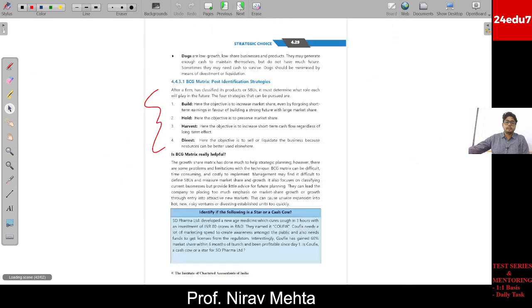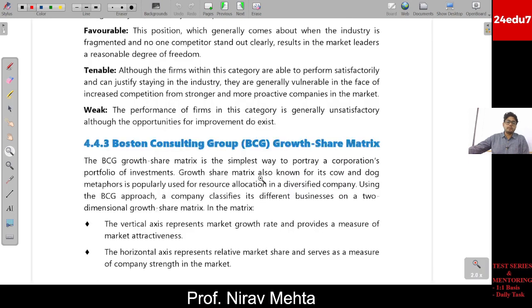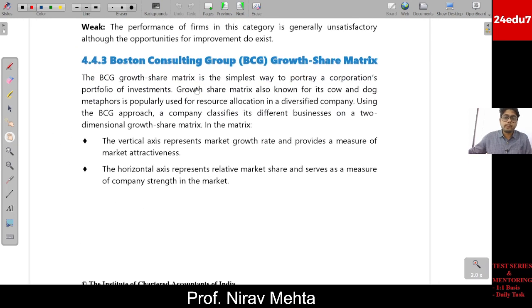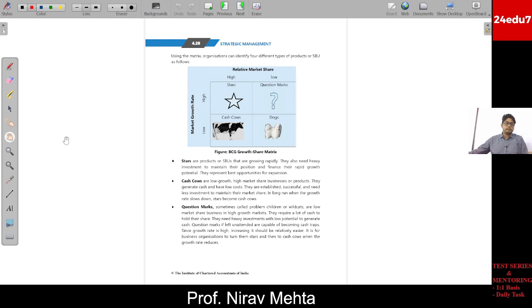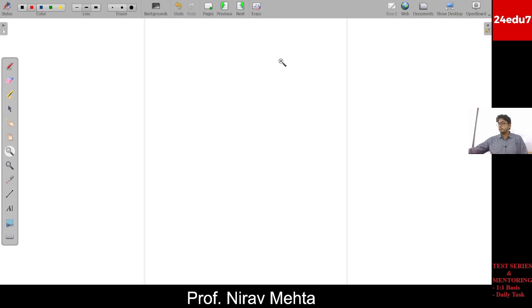Page number 4.27. Very important from exam point of view. Now listen. Very important from exam point of view. It comes for 4 marks, 5 marks. Some case studies may also come from this particular answer. BCG matrix.